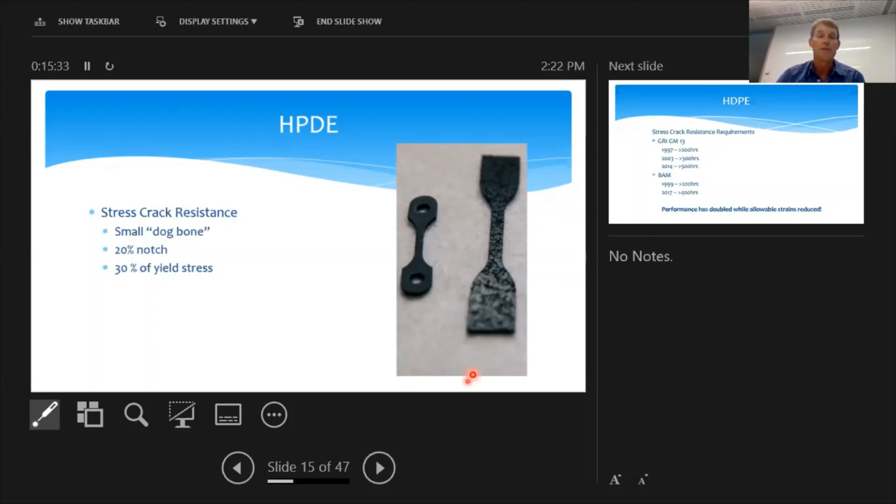And what you see in the image on the right-hand side here is the difference between a normal tensile dog bone and a stress crack resistance dog bone, which is significantly smaller. So you're looking at a very small area. So very small changes can make an impact on the results.